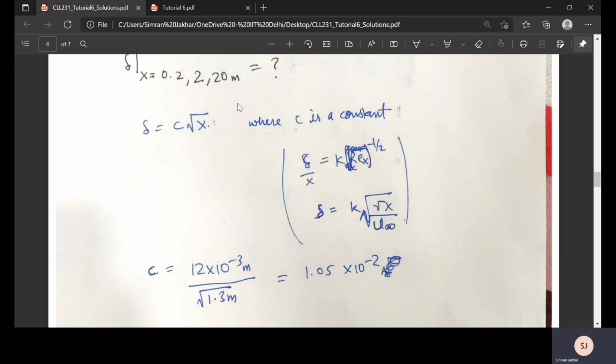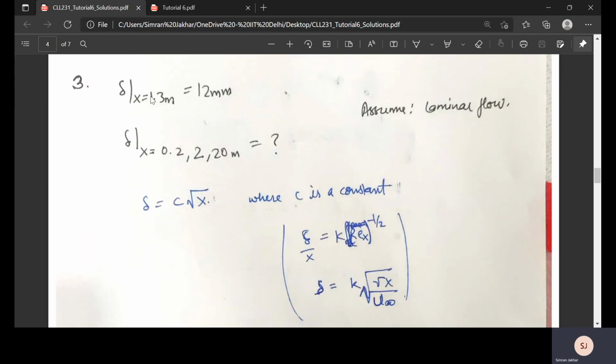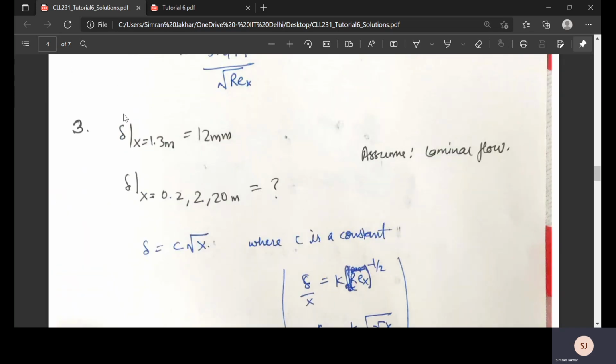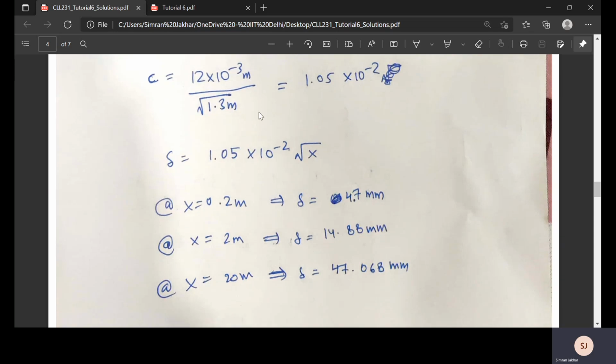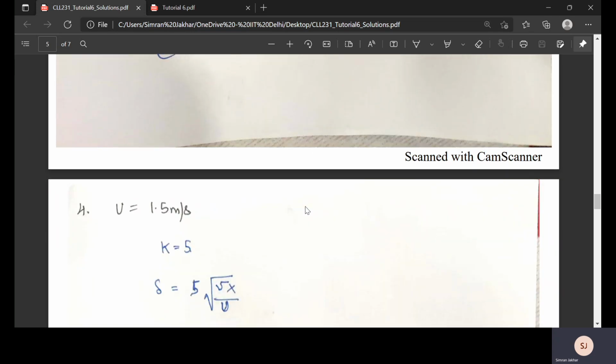So we can take it as c, and we can find the value of c using the first data that is given to us, that is at x equals 1.3 meter, delta will be equal to 12 mm. So the value of c will come out to be 1.05 times 10 raised to power minus 2. In this way we can find out the expression for delta, and by substituting all these three different values of x, we can find the respective value of delta. So you can check your answer.